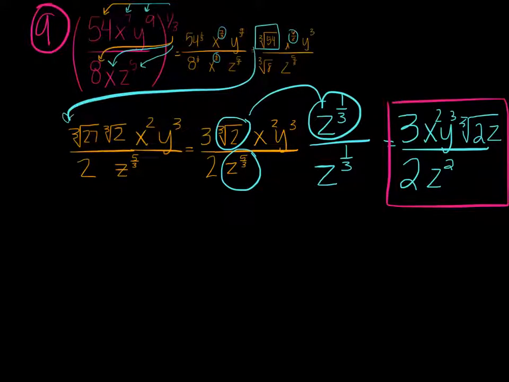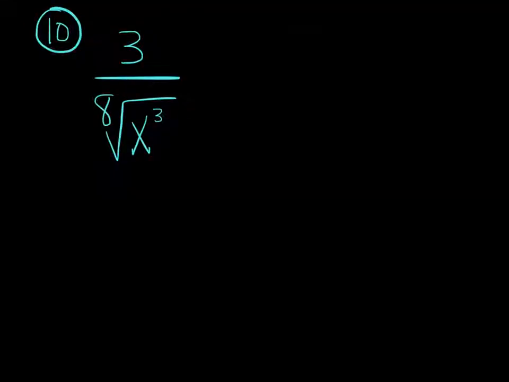So number 10, the original problem is 3 divided by the 8th root of x cubed. And it's easier sometimes to rewrite these in exponential form, especially when we're dealing with fractions. So I'm going to go ahead and do that. That's 3 divided by x to the 3/8.